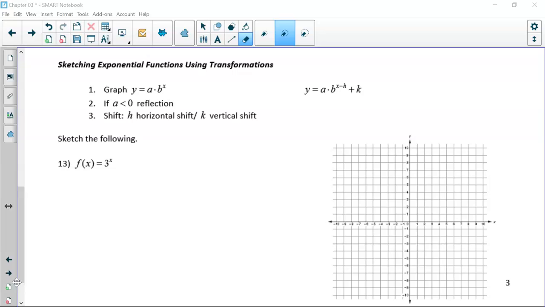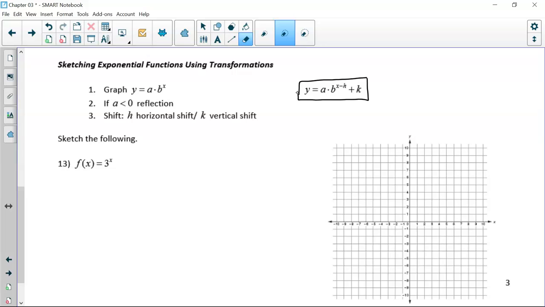So the same thing we did before, we're going to graph the parent function. In this case, it's b to the x. When a is less than 0, there's a reflection. And then we're going to shift h and k left and right. So the general form is y equals a times the quantity of b, all raised to the x minus h, plus k.